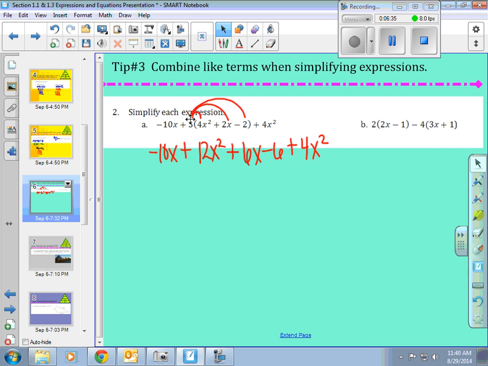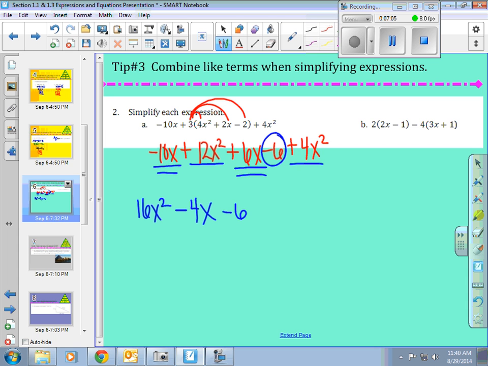Now, as you can see, there's only addition and subtraction, and so what I do is I look for like terms and I would combine them. So I have 12x squared and I have 4x squared. So 12x squared plus 4x squared gives me 16x squared. Moving on, I have a negative 10x and a 6x. So negative 10x plus 6x gives us negative 4x. And lastly, I have my constant of negative 6.